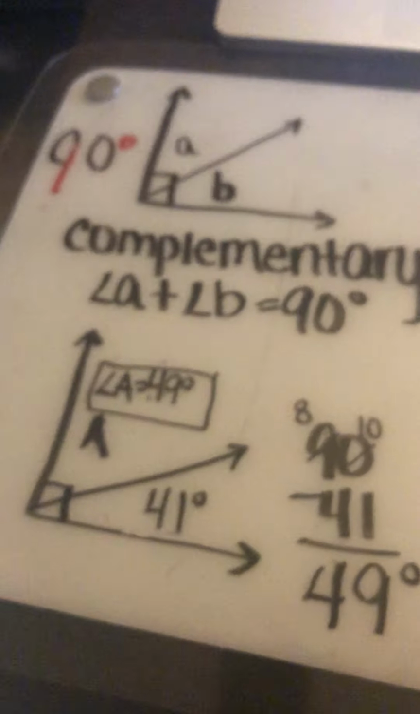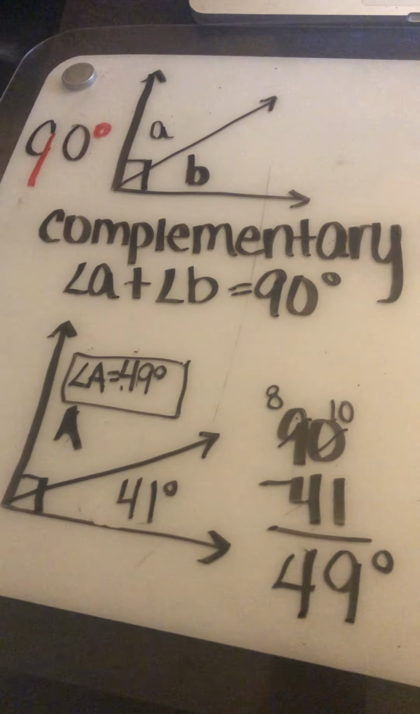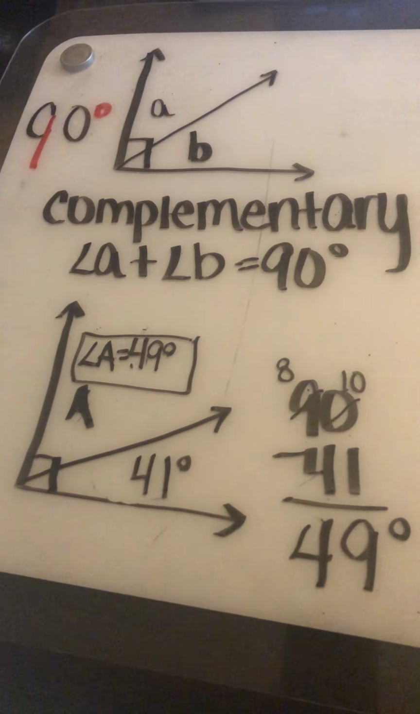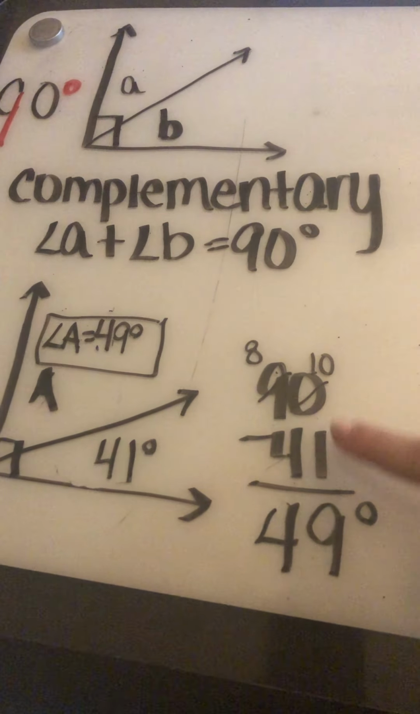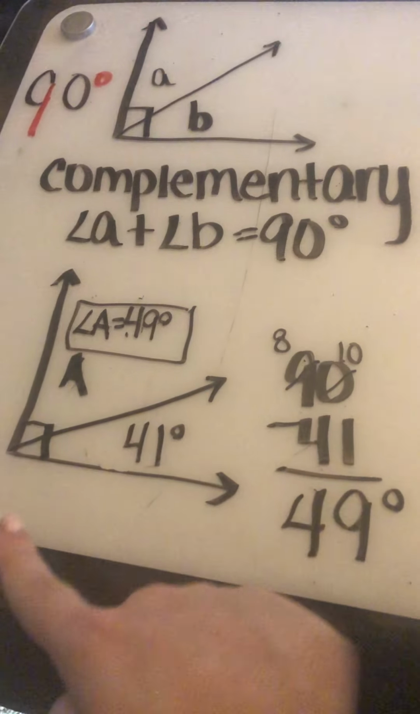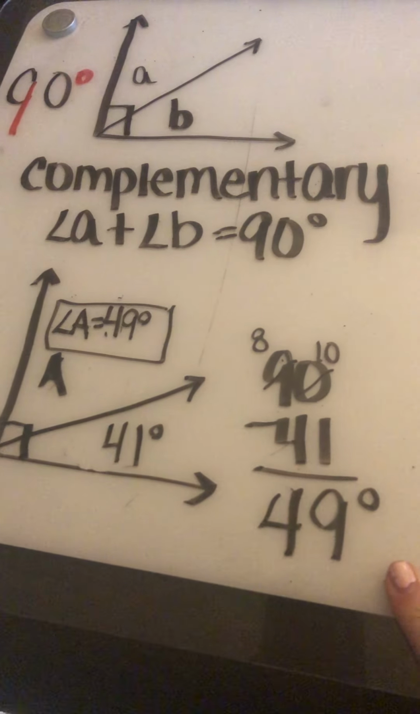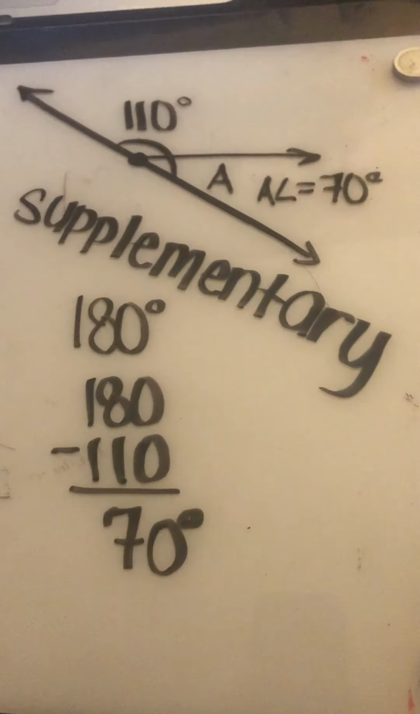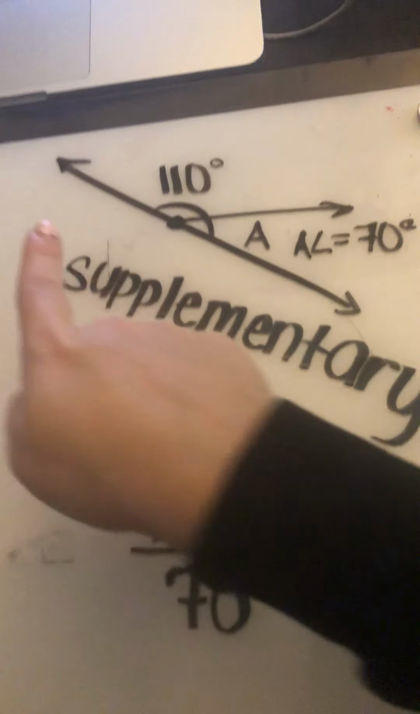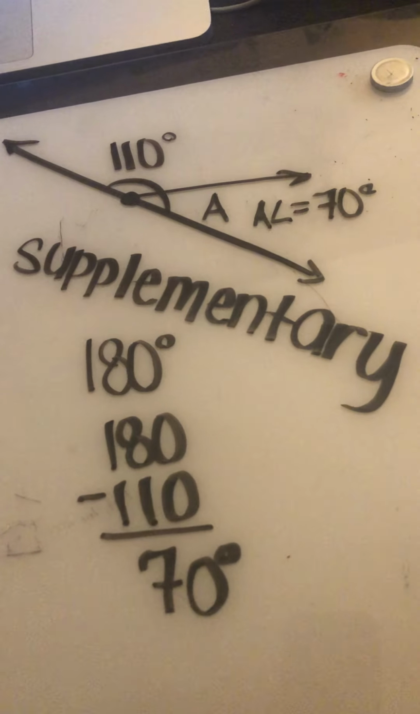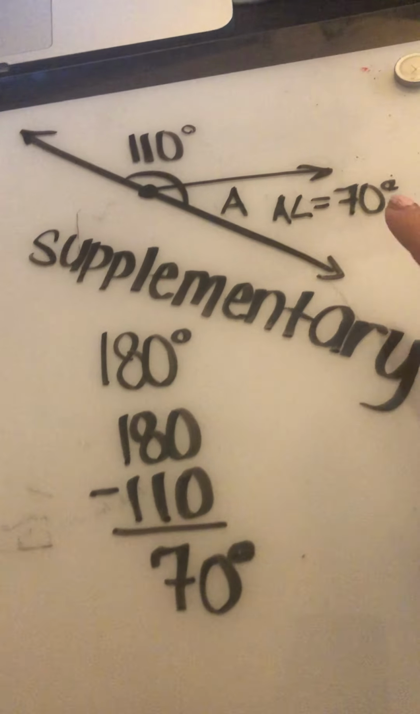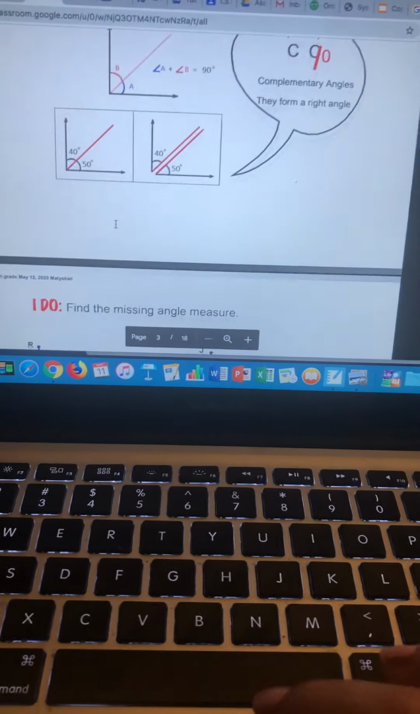Okay, so again, complementary, two angles whose sum is 90 degrees. They have to add to 90. To find the missing angle, you just simply subtract it from 90. So when you're given the right angle, that's what you're doing for these. And then supplementary, they sum to 180. When you're given a straight angle split into two angles, you're going to subtract from 180 to find the missing angle. All right, so it's pretty much what the lesson takes you through.